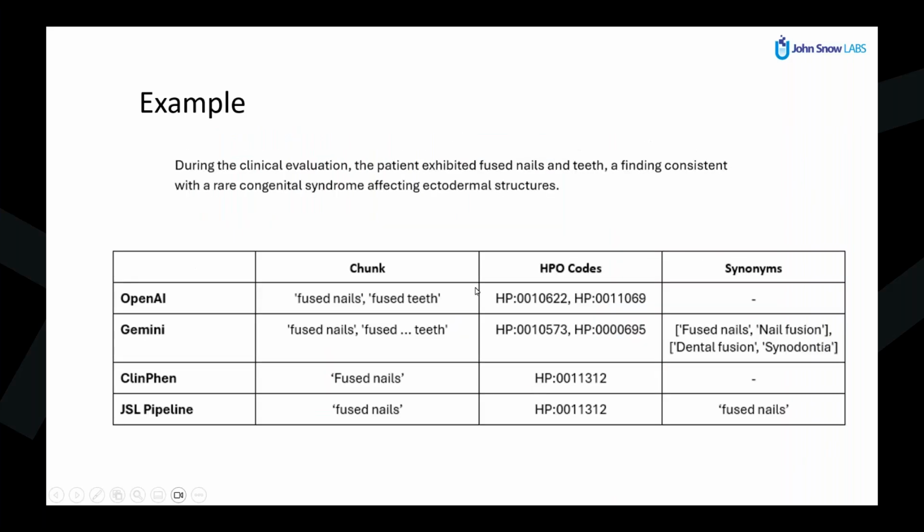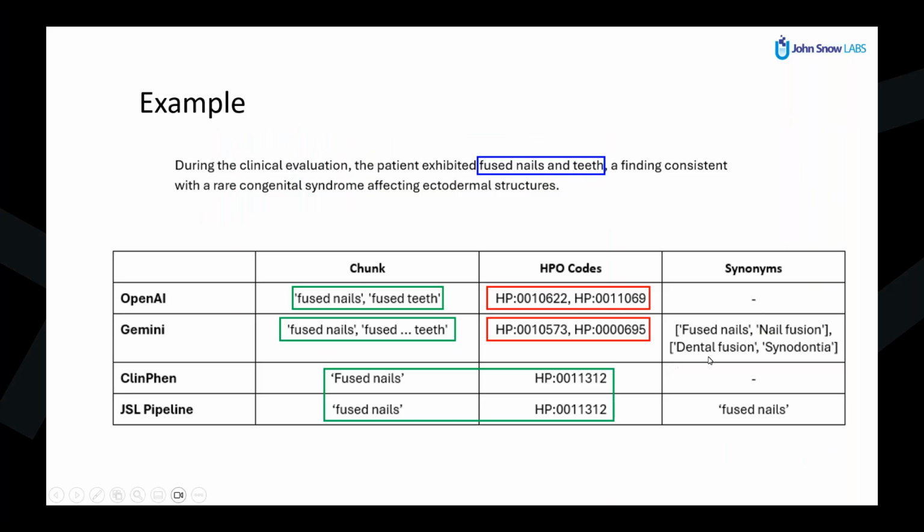The second example is, remember this one, fused nails and teeth. The problem is, fused is like an adjective defining nails, and also fused defines teeth. But, let me start with the good news first. OpenAI was able to extract both of these, but the HPO codes were incorrect, and there is no synonym. Gemini is okay. You see that it's also correct, but the HPO codes are not correct, and the synonym is right here. Yeah, this is nothing to do.